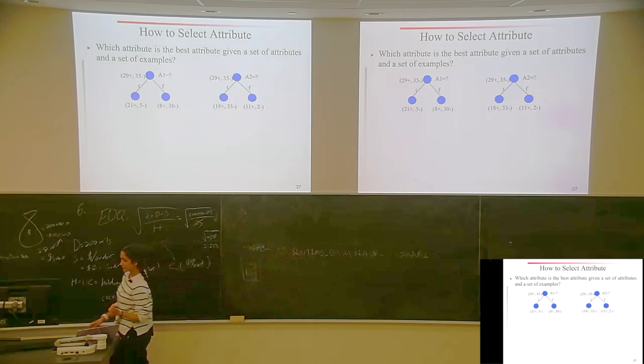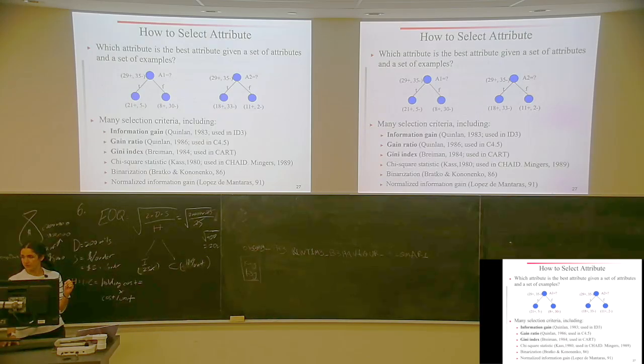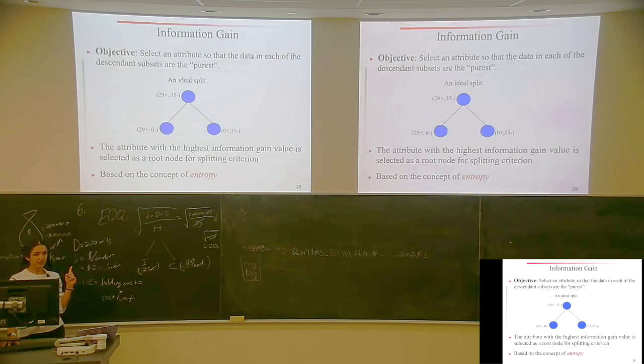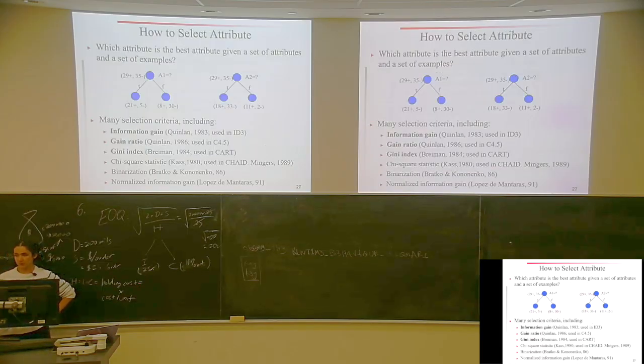So what is the ideal case? This is the ideal case, where you have, for example, 29 positive in one branch, so all instances belong to class positive here, and here all examples belong to class negative. So this is the purest, the most ideal case. Now back to this one.